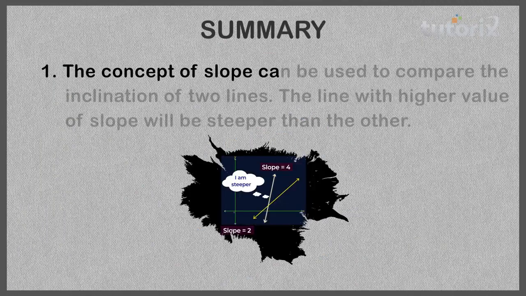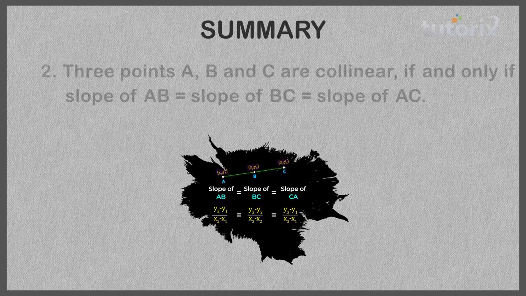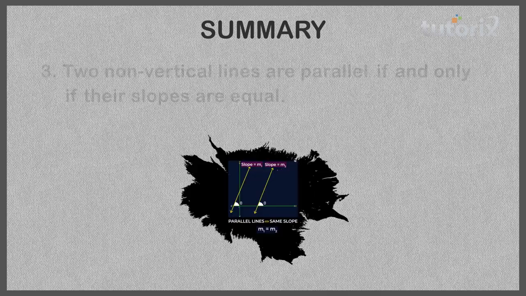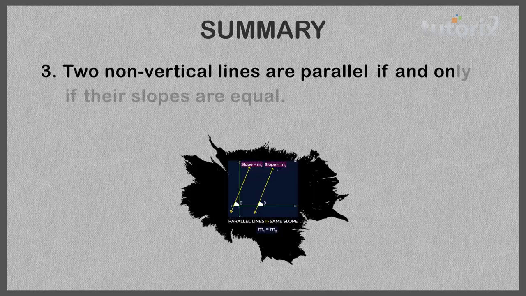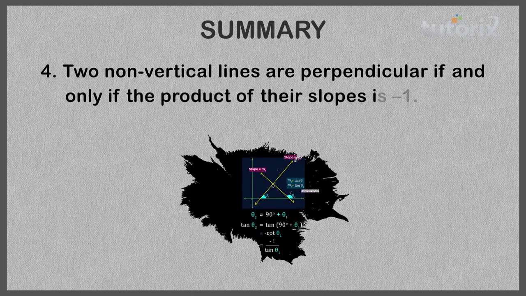The concept of slope can be used to compare the inclination of two lines. The line with the higher value of slope will be steeper than the other. Three points A, B and C are collinear if and only if the slope of AB is equal to the slope of BC is equal to the slope of AC. Two non-vertical lines are parallel if and only if their slopes are equal. Two non-vertical lines are perpendicular if and only if the product of the slopes is minus 1.